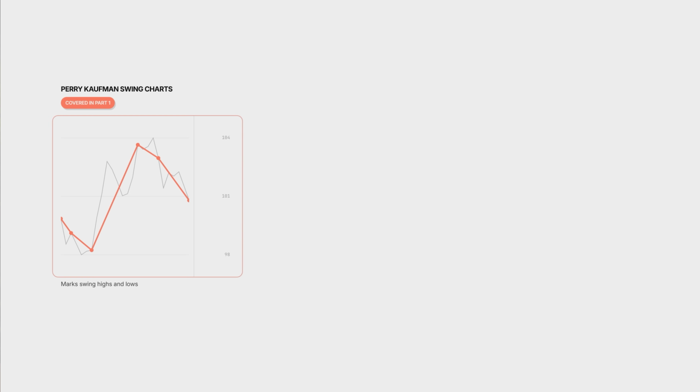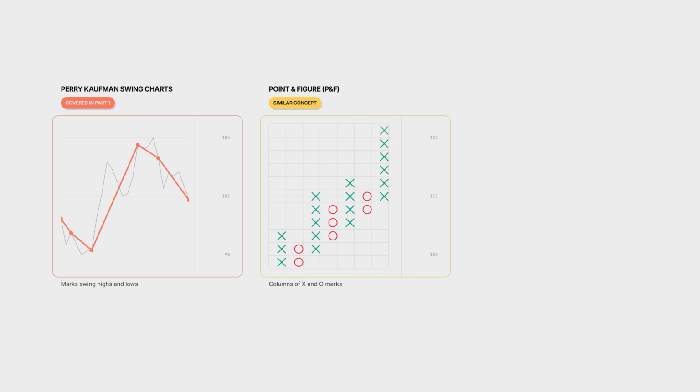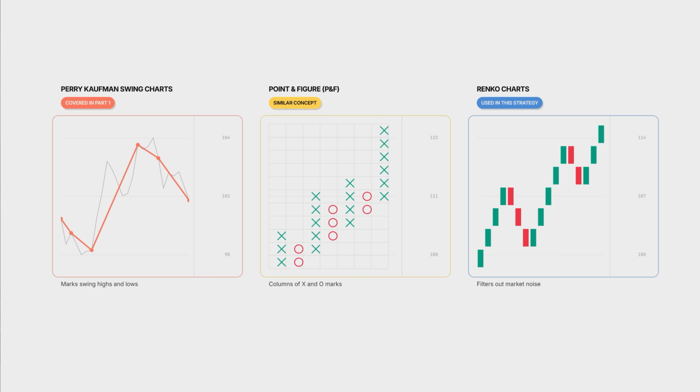Let's now look at how to actually identify these swings on a chart, especially using methods 1 through 5, which we spoke about in part 1. In part 1, I started with Perry Kaufman's swing charts, which are conceptually similar to P&F or point and figure charting. For our strategy though, we are going to use Renko charts. They are far easier to understand and serve the exact same purpose of filtering out market noise.